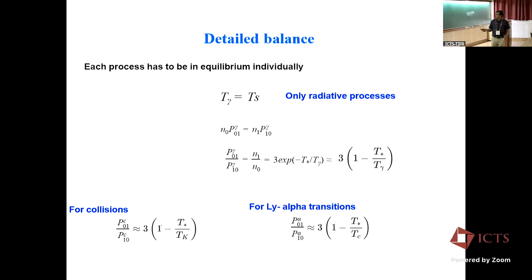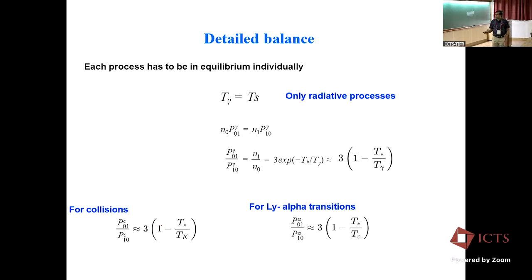So this ratio is a very small quantity. That's how we can write e to the power x as 1 plus x and ignore the other higher order terms. So that is what we have followed here in this calculation. And this is true for the other two processes also, for collisions and Lyman alpha transitions.